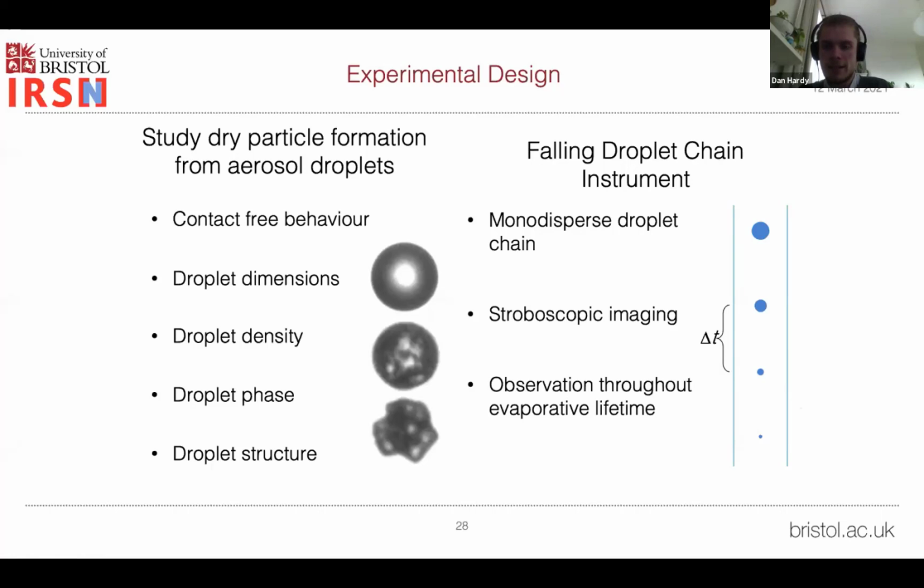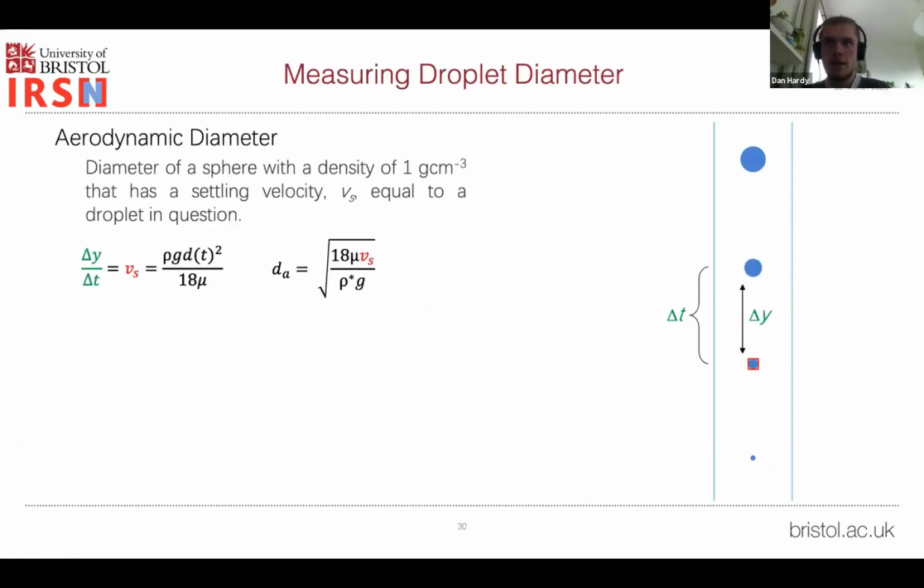Using this enables us to view the whole droplet chain, so the entire evaporative lifetime, and then at the bottom of the chain we can collect a sample. So we get quite a good picture of what's going on with the droplets. If you're interested, I can show you a technical diagram later, but I've skipped over it for now, because I think the philosophy which I just explained is enough to take it from here.